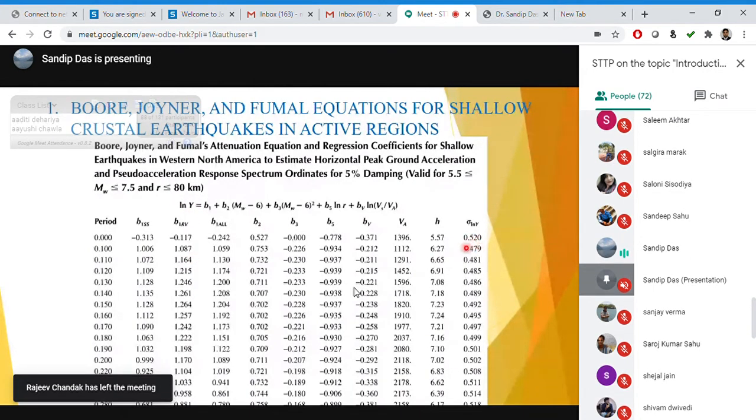So this is your sigma, and this is your period. When the period is 0, that is equivalent to the peak ground acceleration. If this is pseudospectral acceleration, for period 0 it is the PGA. So this will also give you the value of your PGA. In that case you have to take the first row of all the coefficients and you will get the estimate for that. I think it is clear, right? Okay, fine.